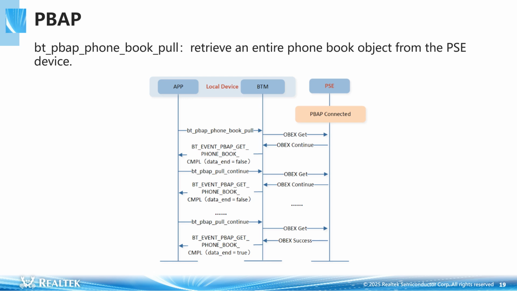Taking the BT PBAP phonebook pull interface in the Realtek SDK as an example, the interaction flow is shown in the diagram. The application initiated a BT PBAP phonebook pull, and the peer device received the OBEX GET command, responding with an OBEX continue message. The application received BT event PBAP GET phonebook CMPL and checks the data end to determine if the phonebook transfer is complete. If the parameter is false, it uses BT PBAP pull continue to continue querying until the data end parameter in BT event PBAP GET phonebook CMPL is true.